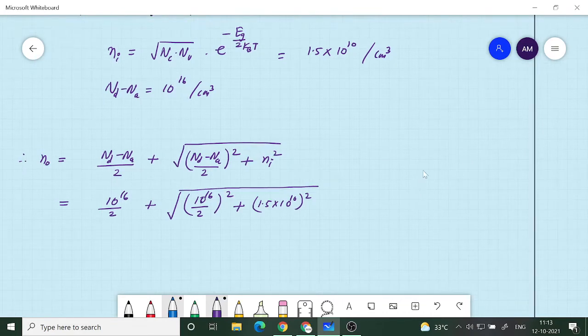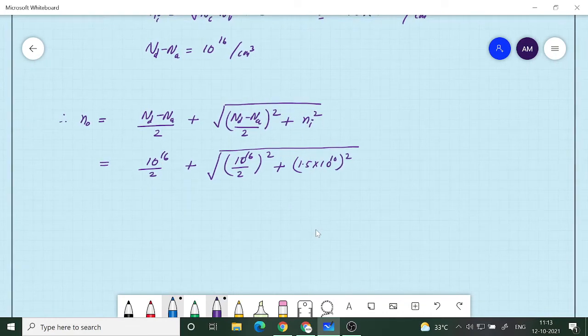Okay, so now we need to know the order of magnitude involved here. The outside term is trivial, so that is 10 raised to 16 by 2, but inside the root, if you look at these terms, 10 raised to 16 the whole square, so that is like 10 raised to 32, 10 raised to 32 by 4, plus here it is 2.25 into 10 raised to 20.